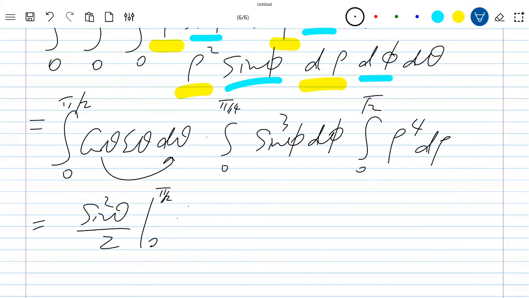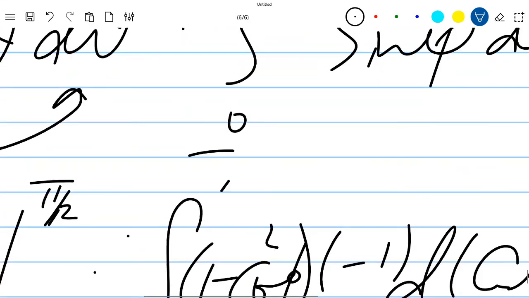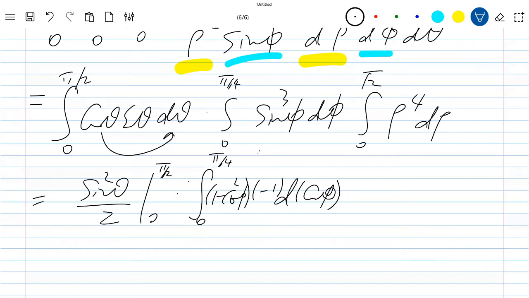Then, okay, how to do the middle one? You can combine it with d of cosine phi with a negative sign, right? But then how about this sine squared, which is left there? Well, you need to write this as a function of cosine phi, right? 1 minus cosine squared equals sine squared. So okay, the last one is easy. Go to the 5th over 5.